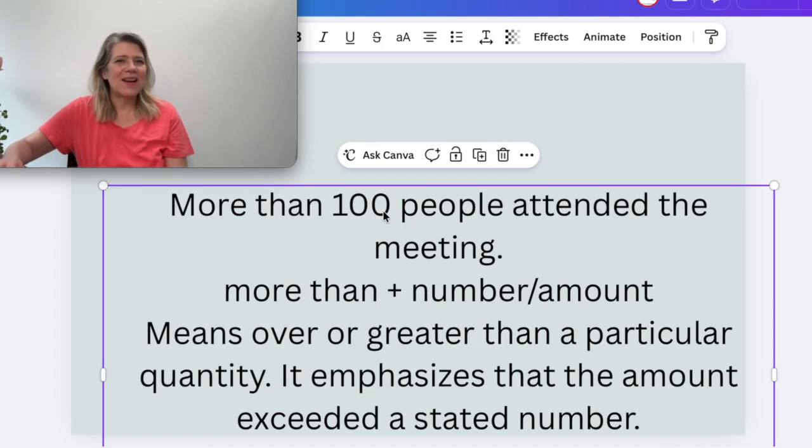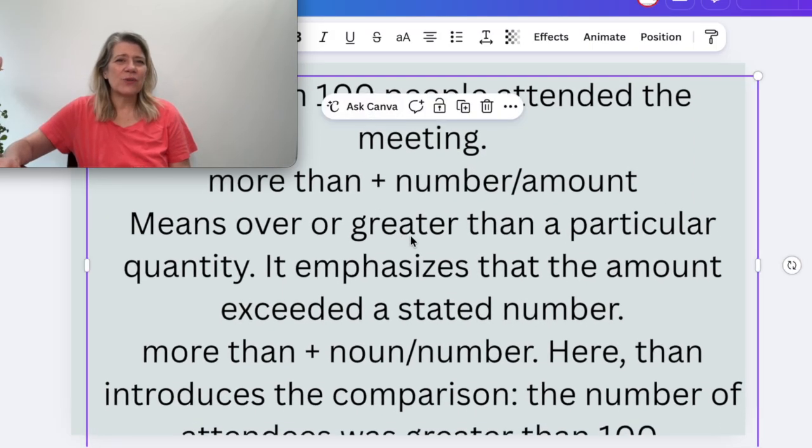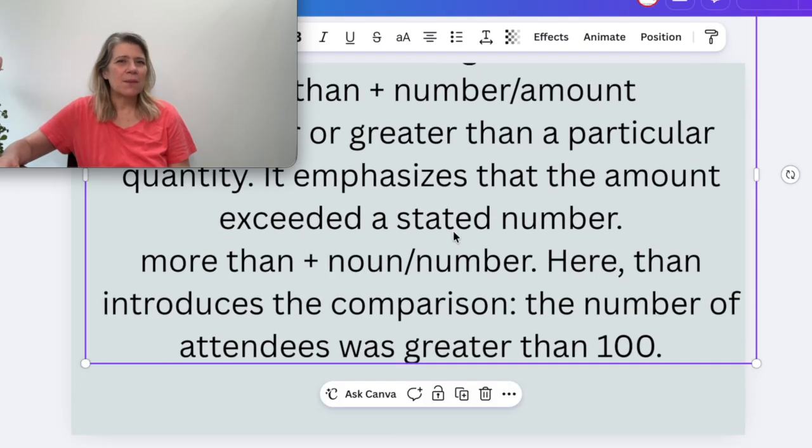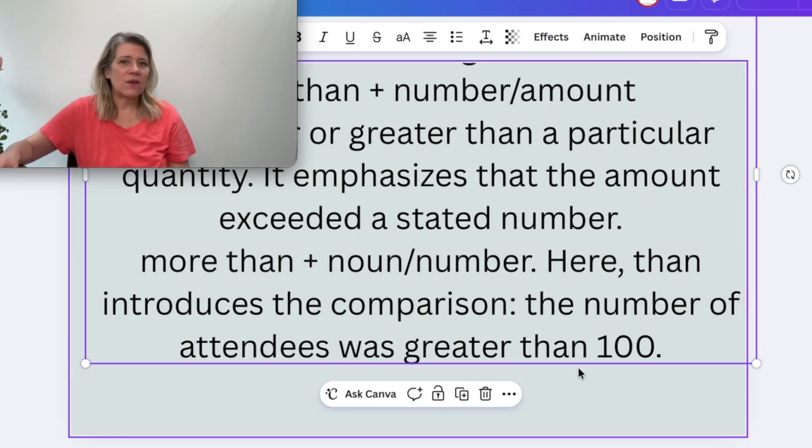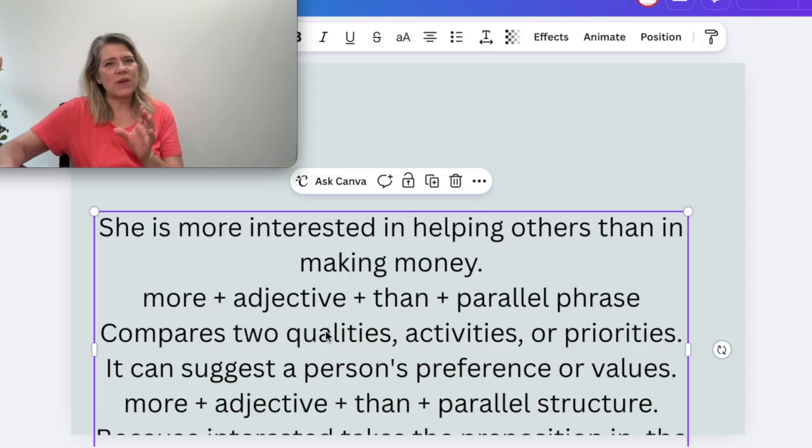More than 100 people attended the meeting. So here we have more. More is a comparison, right? Than 100 people. So we would use this with a number amount, and we mean greater. It means over or greater than that particular quantity. It emphasizes that the amount exceeded the stated number. More than a number or a noun here introduces the comparison between the number of attendees and that it's greater than 100.